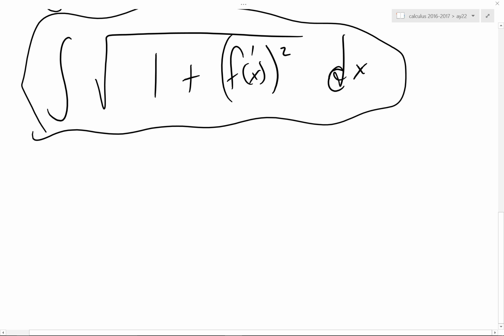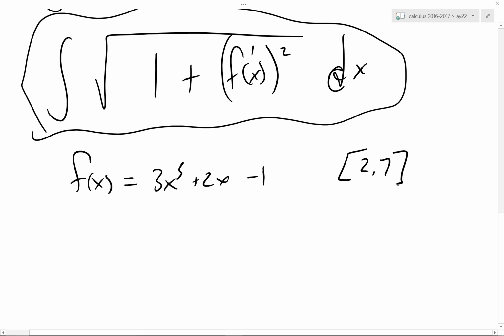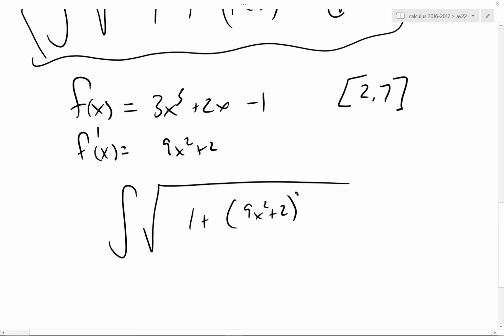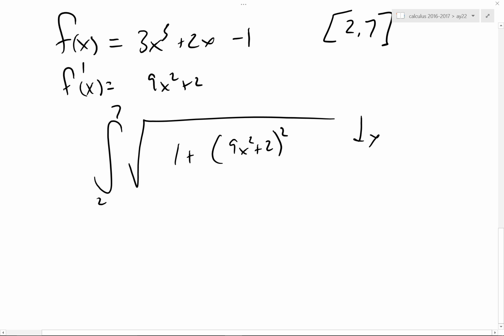So you're saying, Mr. Groom, if I was given a function, for instance, 3x cubed plus 2x minus 1, and I wanted to know, on the equation from 2 to 7, how far does it take to go along that curve? You're telling me that I'd first have to do f prime of x, which would be 9x squared plus 2. Yes, that's the first thing I would do. And then you're telling me I'd integrate the square root of 1 plus (9x squared plus 2) squared dx from 2 to 7. Literally, that's what I'm saying to you.